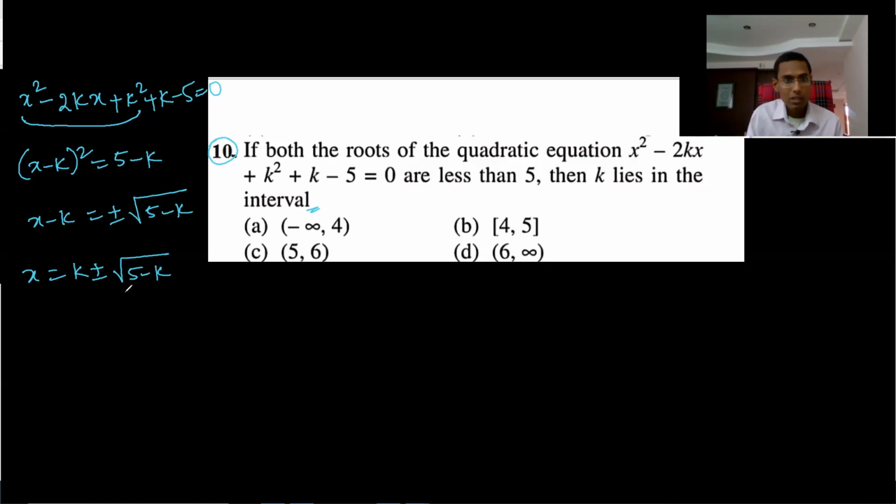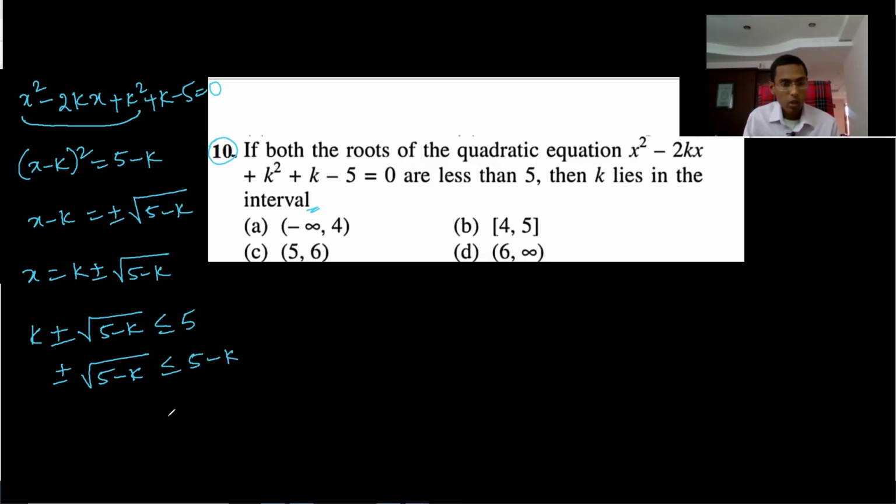Both the roots are less than 5. That means k plus or minus under root of 5 minus k is given as less than 5. Both the roots, plus and minus, are less than 5. That means we get plus or minus under root 5 minus k less than or equal to 5 minus k. If I have to square on both sides, I already explained this. Let's take k less than 5.